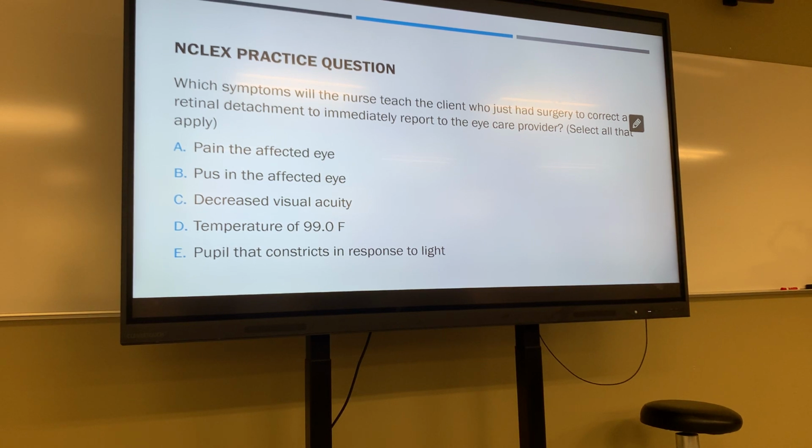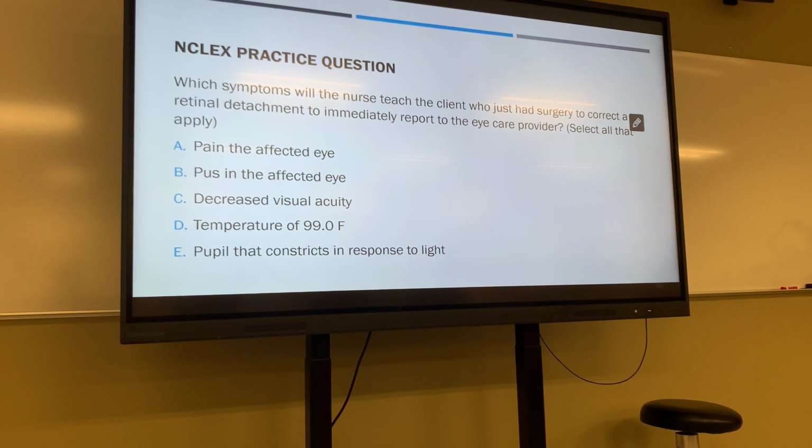All right, which symptoms will a nurse teach a client who just had surgery to correct a retinal detachment to immediately report to the eye care provider? Select all. You're going to start having some more select alls. I know, I don't like that either. Okay, so let's talk about select all first. Treat each option as a true or false. Okay, true or false? Pain in the affected eye, they need to notify their provider.